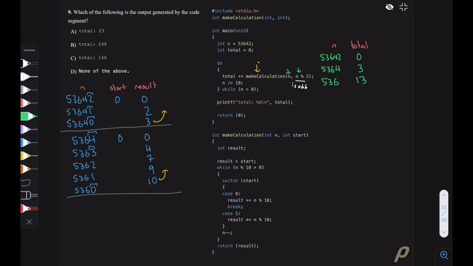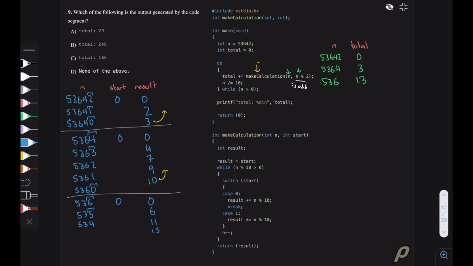So now we're passing in 5, 3, 6. It is still an even number, so this is still 0. Result starts at 0. And again, we're doing the same thing. So basically, whenever start is 0, what we're doing is we take this last digit, add it to result, then subtract it until we get to 0. So on this iteration, we'll add 6, then we subtract n by 1, and then we take the last digit again, add it plus our result, then so on and so forth.